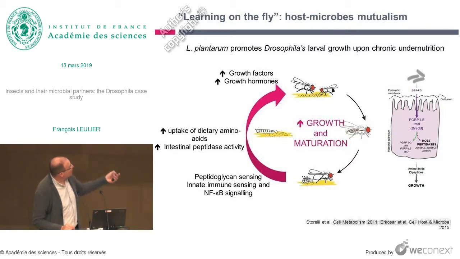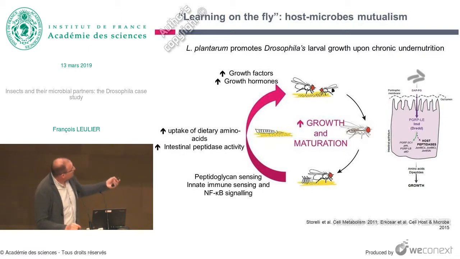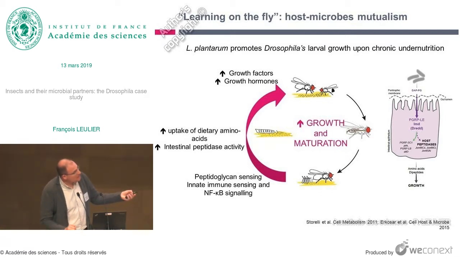So we first showed that peptidoglycan sensing, so peptidoglycan is a component of the cell wall of gram-positive bacteria, for example Lactobacillus plantarum. Peptidoglycan sensing triggers an innate immune response in the gut, but for lactobacilli and commensal bacteria, it's not mainly immune genes which are induced, but rather digestive enzymes, which are induced by this signaling pathway in enterocytes in the gut when peptidoglycan is sensed.